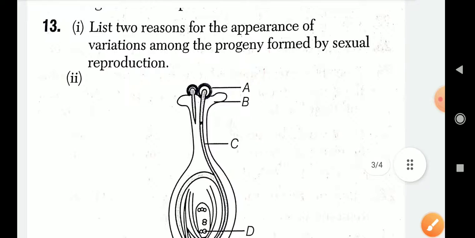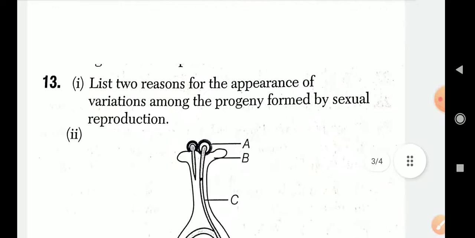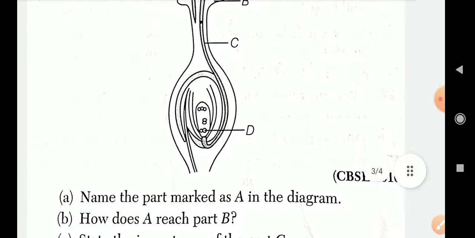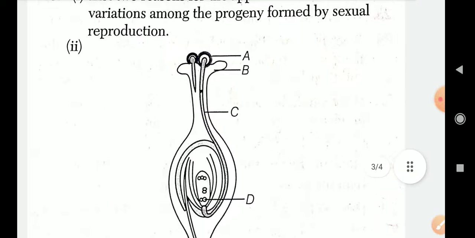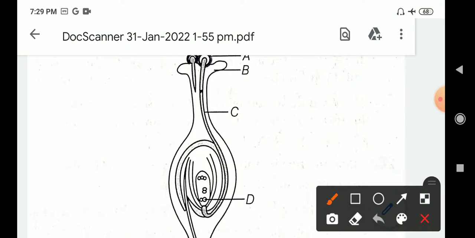Now next is this diagram given here, A, B, C, D. Okay, I think you have to label, name the part marked as A in the diagram. So we all know A is the, what is this? Pollen grain.